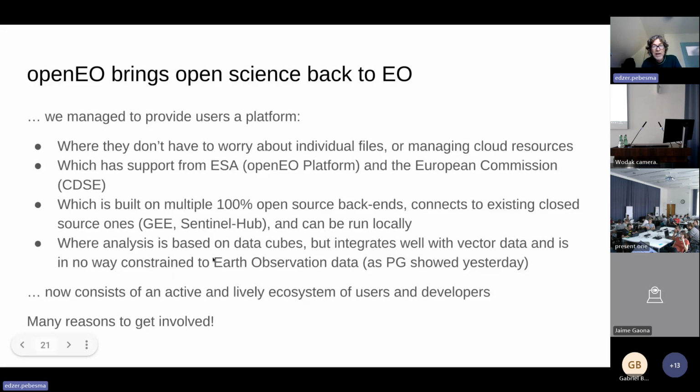And also a platform where analysis is based on data cubes, but integrates well with vector data and is in no way constrained to Earth observation data, as Patrick Griffith showed yesterday in the windmill placement example, which is essentially a GIS operation, right? Not necessarily completely constrained to Earth observation data.